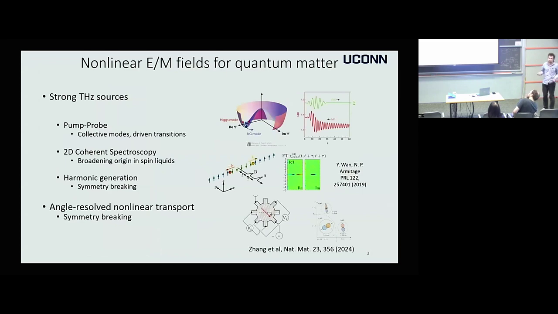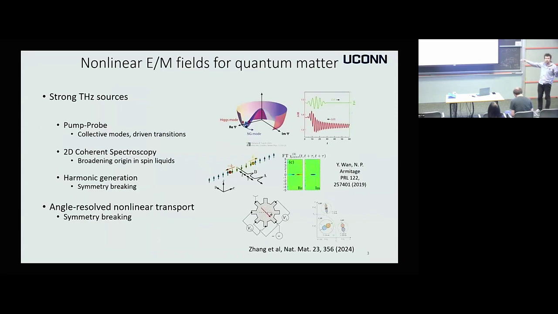So really, this work is motivated by the developments in nonlinear transport in optics in the last maybe 10 or so years. In particular, the emergence of strong terahertz sources, which people nowadays are using to probe collective modes, for example in superconductors. There are other techniques, the more familiar pump probe. And one can use more advanced techniques using different pulses with different delays and frequencies to probe spin liquids and the broadening due to interaction in them.